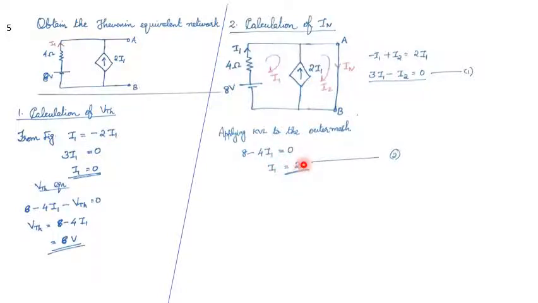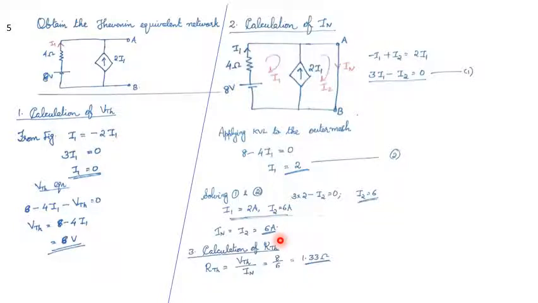Substitute this value of I1 here. Then we will get the value for I2 also. So applying that equation, we got the value for I2 as 6. And from this diagram, it is clear that IN is exactly the same as I2. So we can write IN is equal to I2 is equal to 6 amperes.